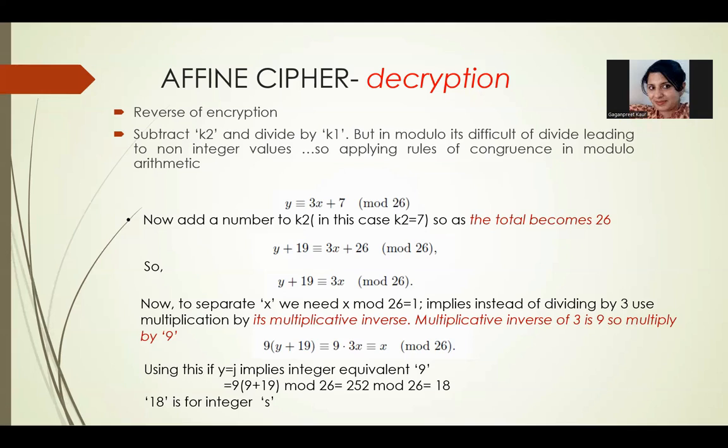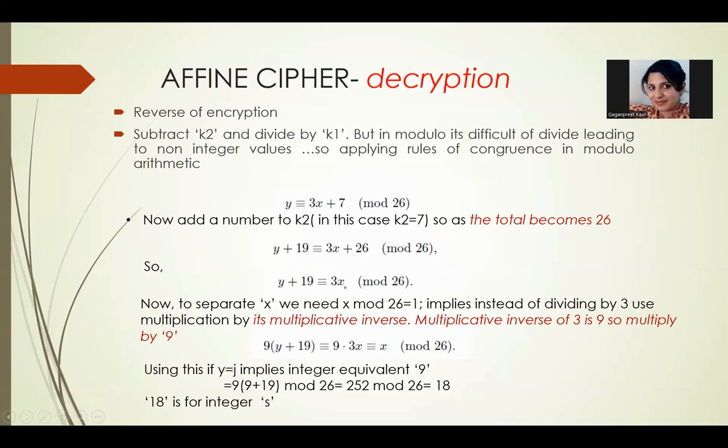So on both the sides I add this value which makes my K2 26. K2 is 7. What do I add to 7 so that the total becomes 26? So 26 minus 7, that is 19. So I add 19 to both the sides. On adding, this becomes 26. Here y plus 19. Again, when mod 26 is applied, the remainder I am having is 3x only. So I have the simple equation y plus 19 is equal to 3x.